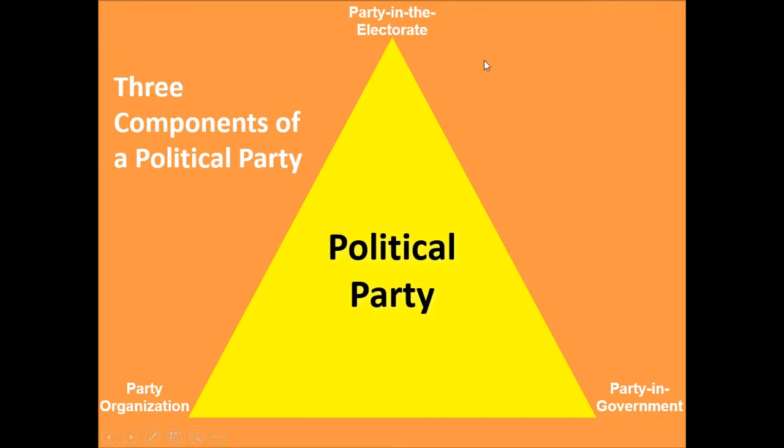Over here, you have the party in government. The party in government refers to all of those elected office holders: the governor, the lieutenant governor, the members of the Texas House of Representatives, the members of the Texas Senate, the county judges, the county commissioners, all the way down, right? Or if we want to take the national party, the president and the members of Congress, right? That's the party in government. All the elected office holders under that party's label.